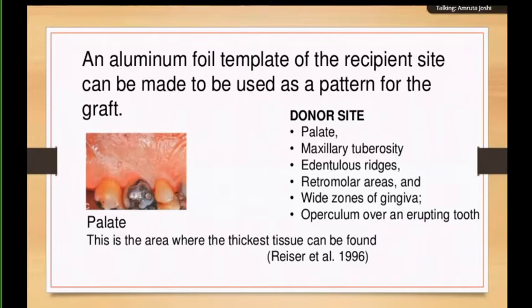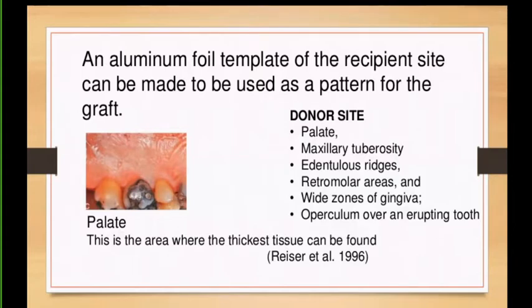Now, why is palate the best donor site for the gingival tissue? Because the extent of the palate, the amount of tissue that you will get, is maximum in the palatal region. Maxillary tuberosity will give you hardly 5 to 6 millimeters. Edentulous ridge, depending on how many teeth are absent, you will get that amount of tissue. But palate will give you the maximum amount of tissue. This is an additional step: you take a sterile aluminum foil, measure by keeping it on the recipient site, and then you take that foil back to your palate and decide how you are going to cut your tissue.